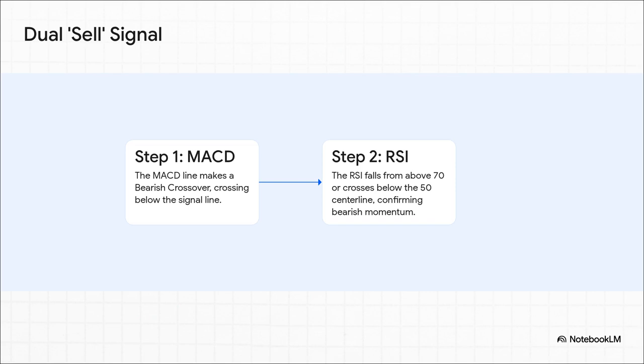And you guessed it, the same exact logic works for a sell signal. Just in reverse. You're looking for that bearish MACD crossover, where the MACD line dips below the signal line. That's your first warning flag. Then you look over at your RSI for confirmation. Is it falling from that overbought zone above 70, or is it breaking below the 50-yard line?